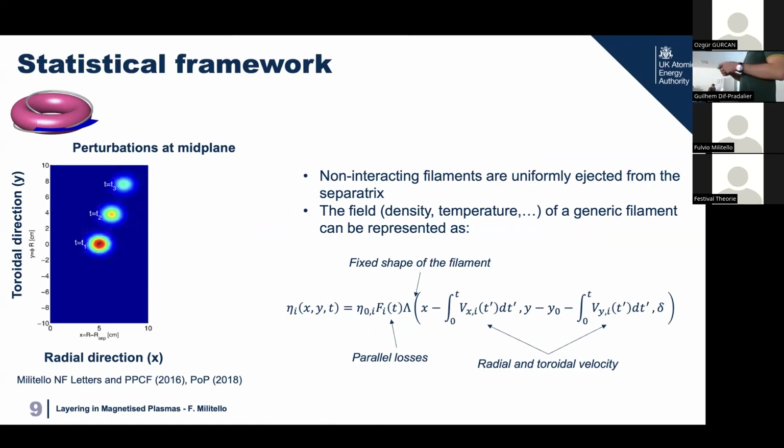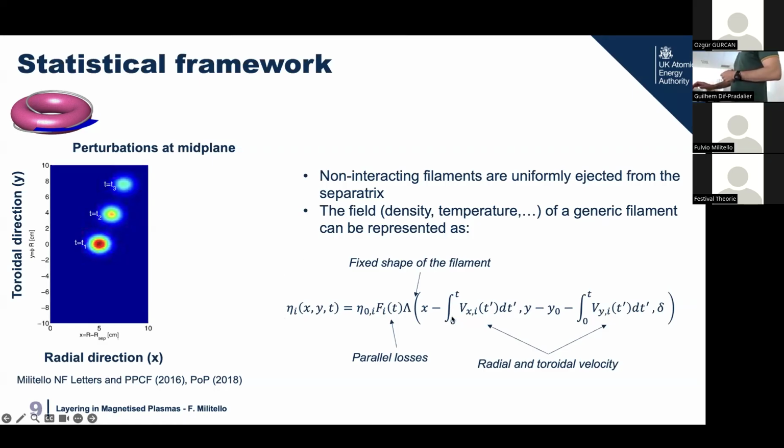And so we take these individual filaments and we describe them as fields in a 2D plot. And this 2D plot is fundamentally in a 2D space. And this 2D space could be imagined as a plane that is basically the midplane of the machine. And the filament crossing this plane would be represented by a footprint, which could be, for example, a Gaussian footprint.